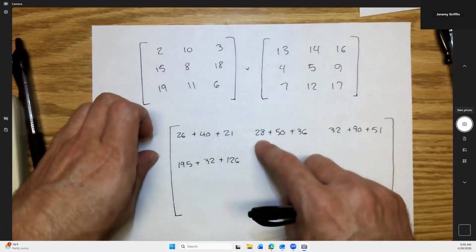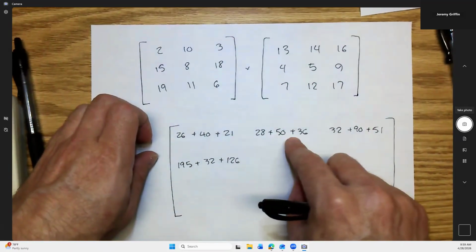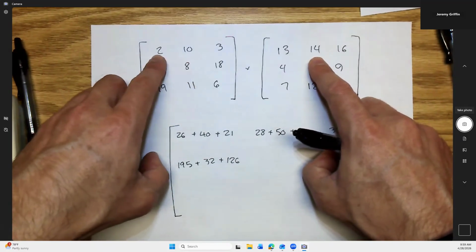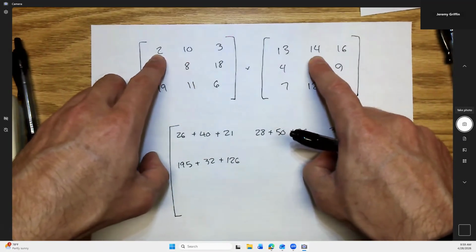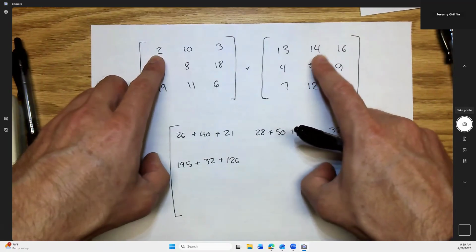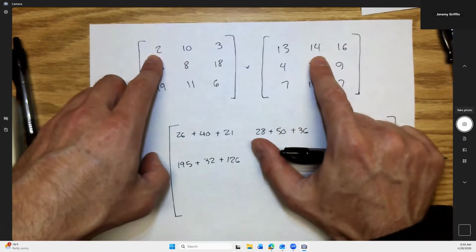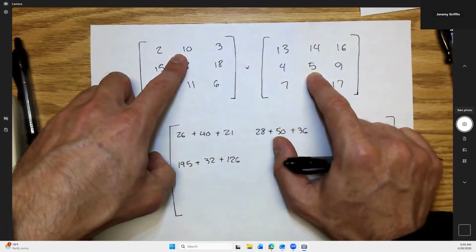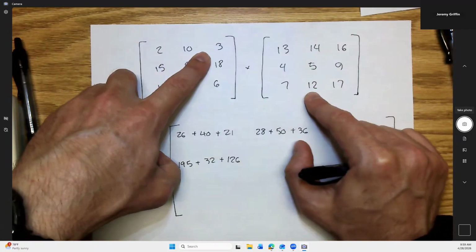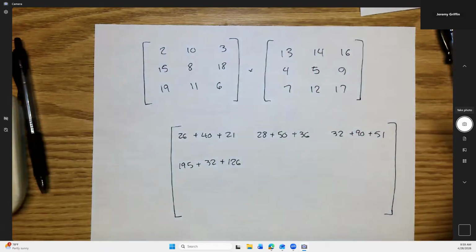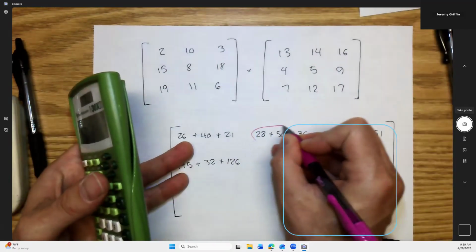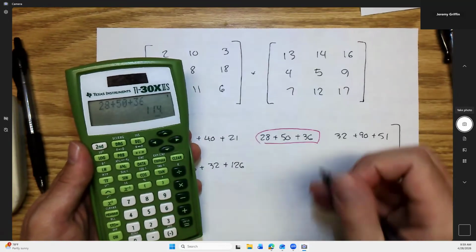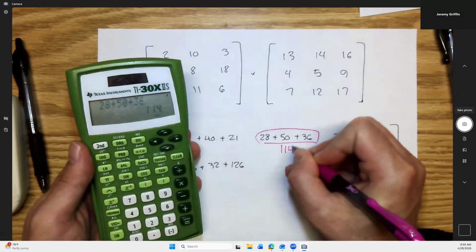Now the actual question was what's element 1, 2, which is this one coming up. And so staying on the first row of the first matrix, but second column of the second matrix, this is about to be the answer. 2 times 14, there's my 28. You guys got 2 times 14 is 28. Okay. 10 times 5, there's the 50. And 3 times 12 is 36. Now if I add all this up, what's 28 plus 50 plus 36? I get 114, which is the answer.